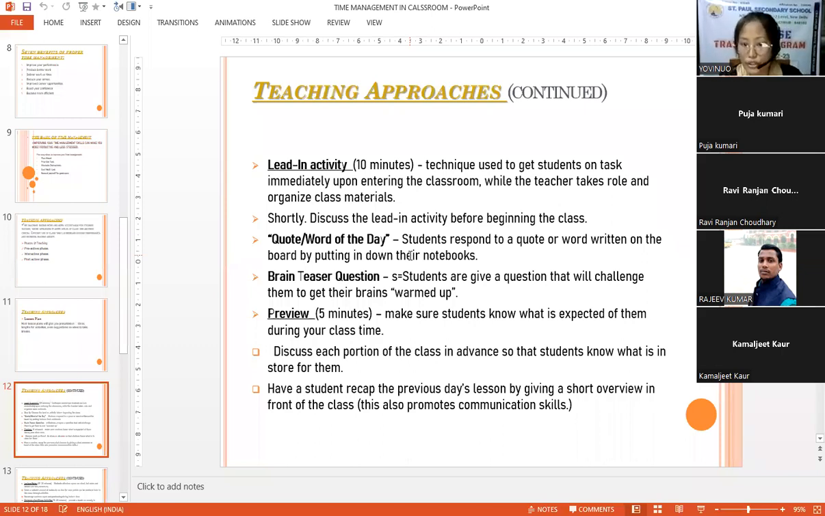Review. Make sure that students know what is expected of them during your class time. Discuss each portion of the class in advance so that students know what is in store for them. Have a student recap the previous day's lesson by giving a short overview in front of the classroom.